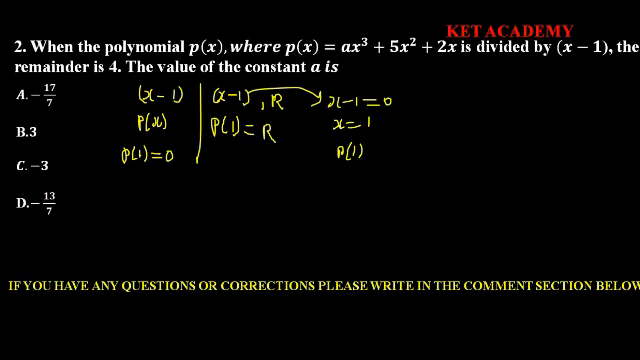So basically that's how you get p of 1. So if it was x minus 2 here, it will be p of 2. If it was x plus 1, then we're going to get p of minus 1. Okay, now let's just solve the equation.